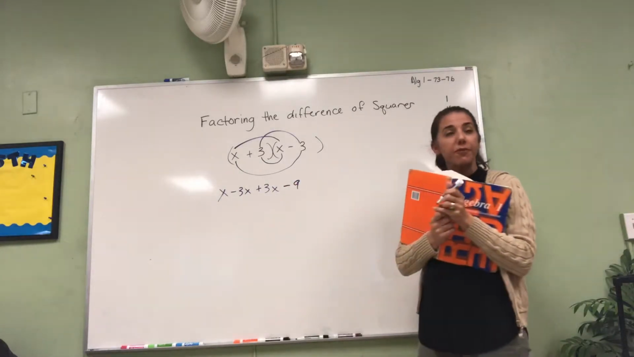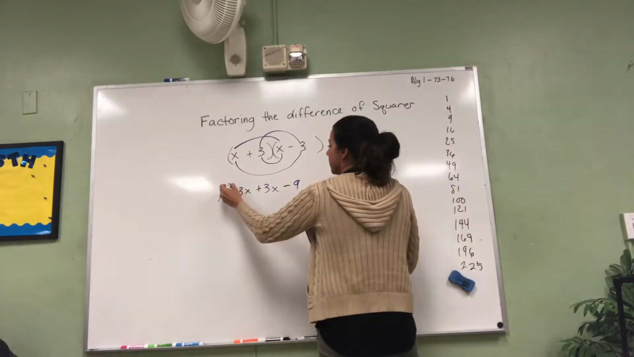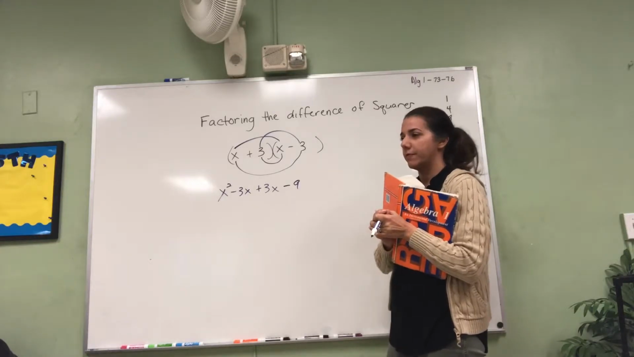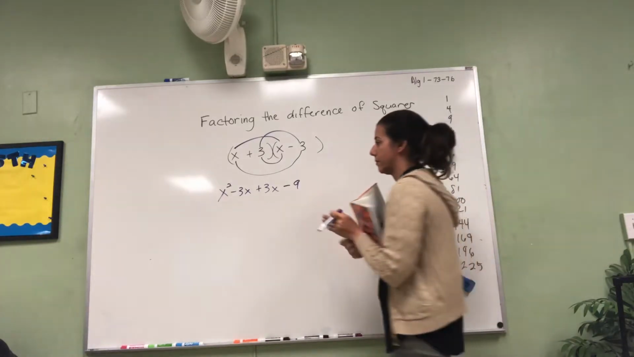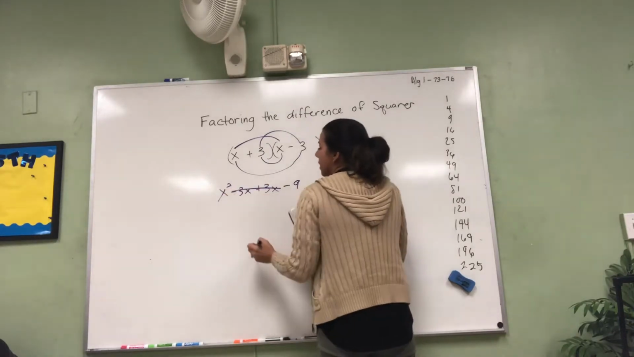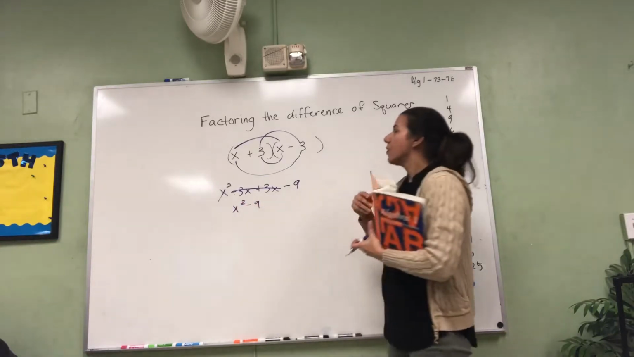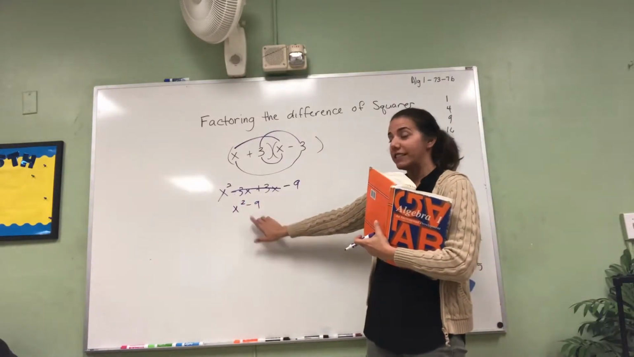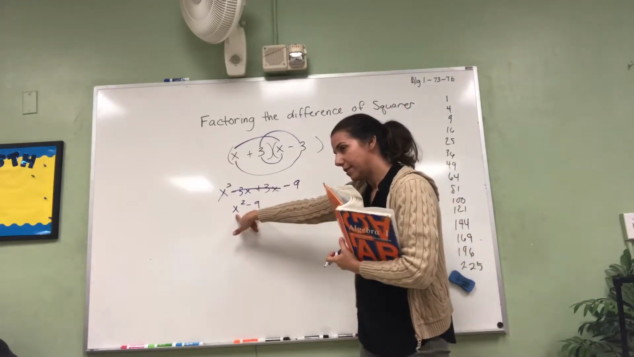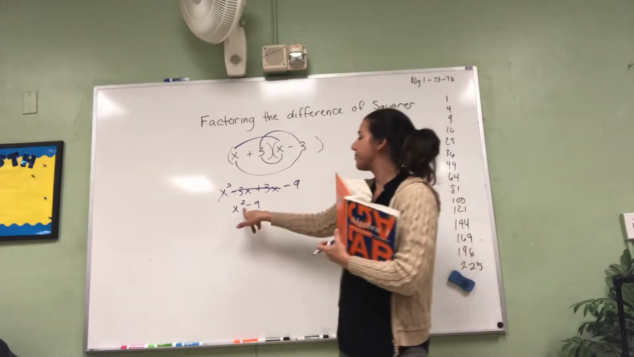And when you simplify that, what do you get? Oops, sorry, this is an x squared. What does that become? x squared minus 9. The negative 3x and the positive 3x cancel each other out, so you're left with x squared minus 9, which is a difference of squares.